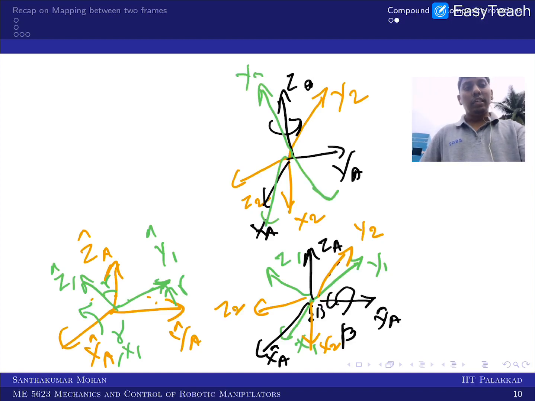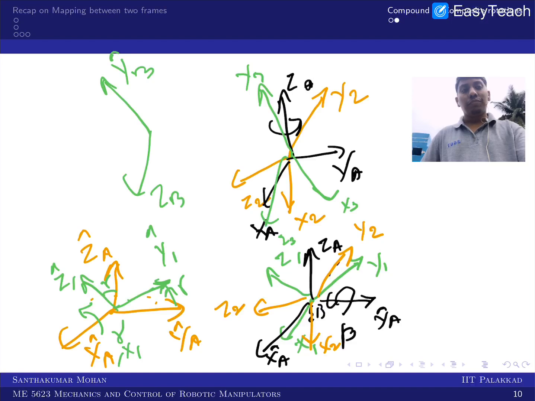So this is y3 and this is z3 and this is x3. So this y3 is your yb cap, and this z3 is actually your zb cap, and your x3 is your xb cap. So now this is the B frame.